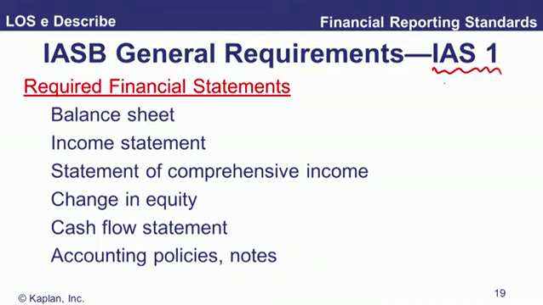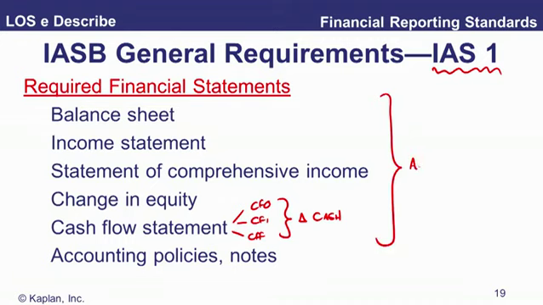Changes in equity, a reconciliation of last year's balance sheet equity to this year's balance sheet equity. The cash flow statement, a reconciliation of the change in balance sheet cash from last year to this year, splitting it into our three classifications, our CFO, our CFI, and our CFF. Together, they give us the change in balance sheet cash. And of course, accounting policies and notes as well, the footnote disclosure. All of these primary financial statements are audited.